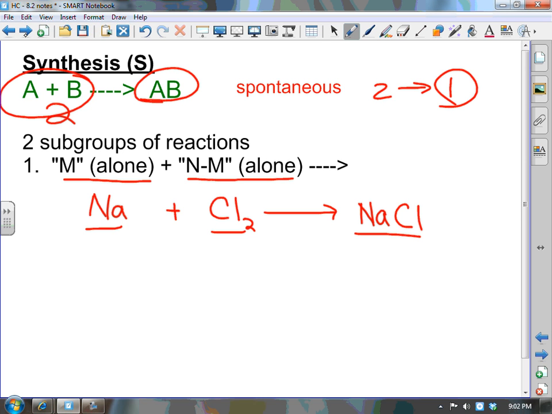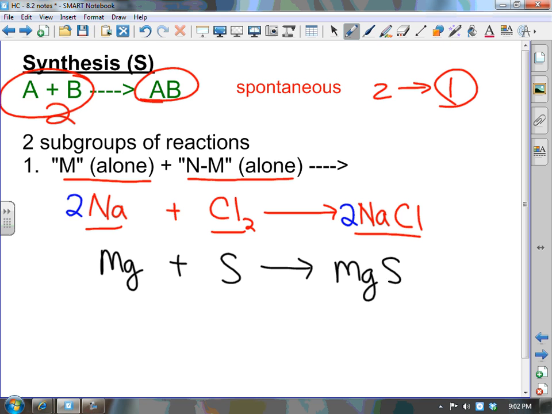Now, we still need to go through and do the balancing we did back in section 1. So if I have a diatomic chlorine, I've got 2 chlorines on the left, I need 2 on the right. If I've got 2 sodiums on the right, I need 2 on the left. Let me give you one more example. Let's say we take magnesium and we react it with sulfur. Sulfur is not one of the diatomics. So magnesium's a +2, sulfur's a -2. They're just going to form MgS.